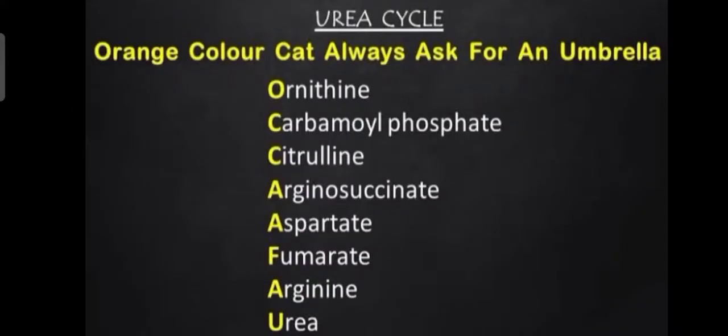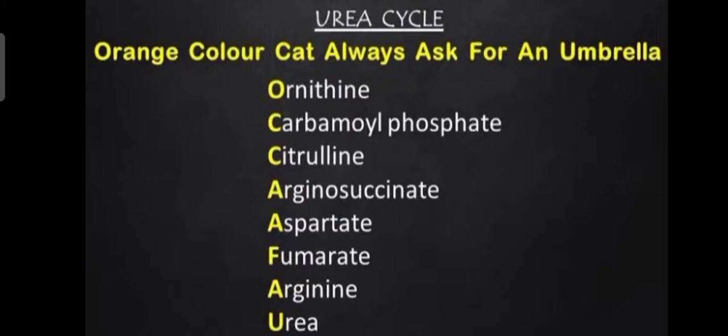So this is the trick to learn urea cycle. Very simple mnemonic. That is, orange color cat always asks for an umbrella. Very easy to remember. What do you mean by O? Orange, O, ornithine. Our urea cycle starts with the ornithine.